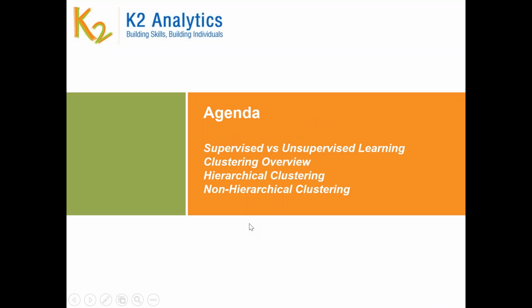So the agenda for the session is, first, we'll quickly have an overview of supervised and unsupervised learning, though we have already learned it in our early data mining sessions. And then we will go into the clustering technique, and two prominent techniques are there. One is hierarchical clustering, and second, in non-hierarchical, there is k-means clustering. So we'll go through both the techniques.